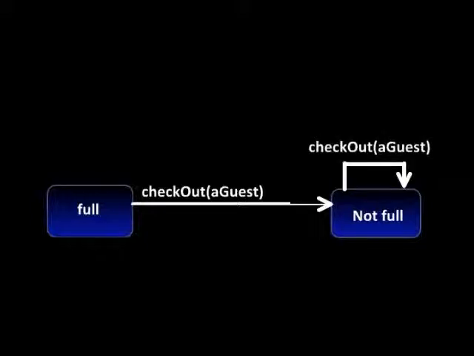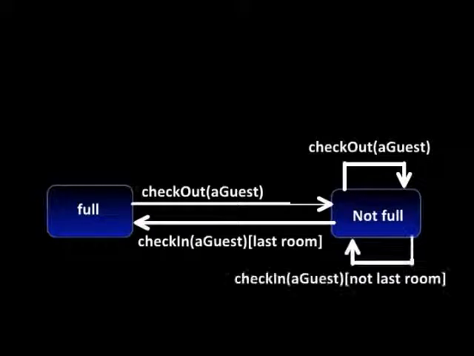The hotel is not full, provided that there is at least one room that is unoccupied. Checking out is not a problem in this example. Both instances of the event, check out a guest, lead to the not full state. However, an occurrence of the event, check in a guest, can lead to either the not full state or the full state, depending on whether or not the hotel has at least one room unoccupied. Hence, the guard conditions are mutually exclusive: last room and not last room.